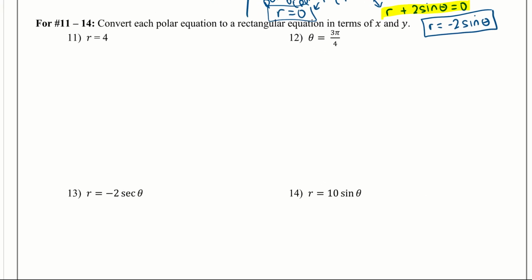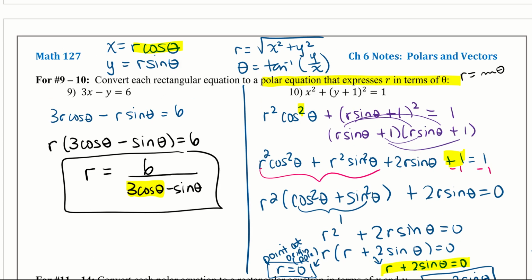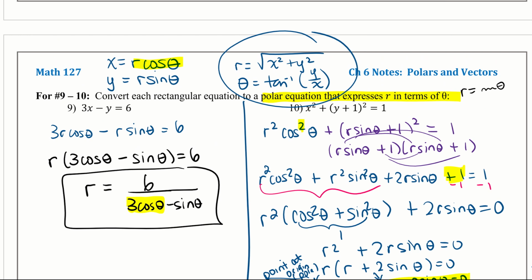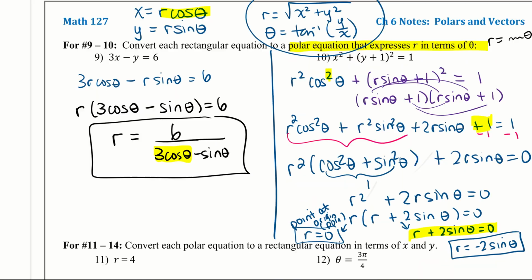All right, now we're going to go the opposite direction. We're going to start with polar equations. We're going to work backwards to make rectangular equations. So we would like x's and y's to be in the equation. So I'm going to be using these formulas so that if I start with r, I can introduce x's and y's. If I start with theta, I can introduce x's and y's.